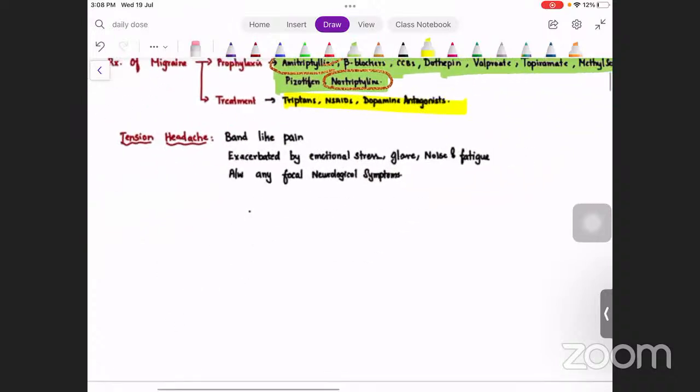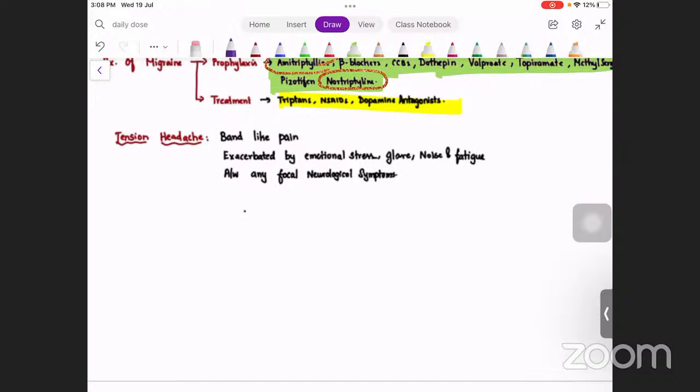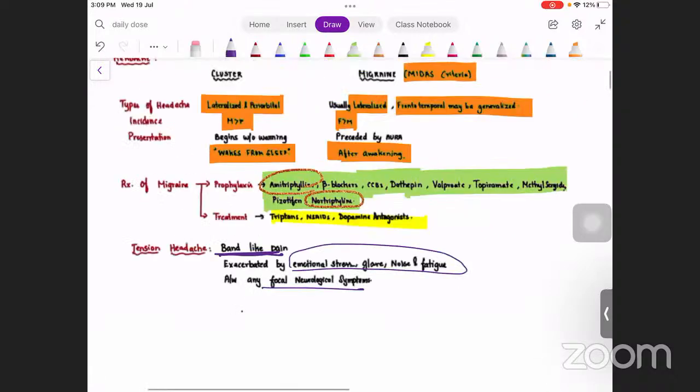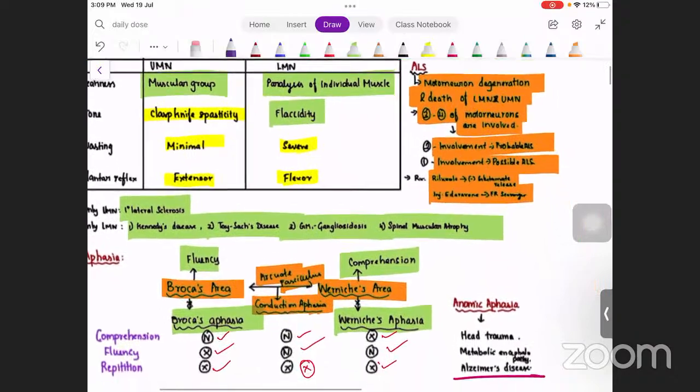Apart from that, the tension headache is a band-like pain exacerbated by emotional stress, glare, noise, and fatigue. When you are looking at something in a bright area for a long time, or there is a lot of noise or emotional stress, that's the time you may see the tension type of headache. It is associated mostly with focal neurological symptoms.